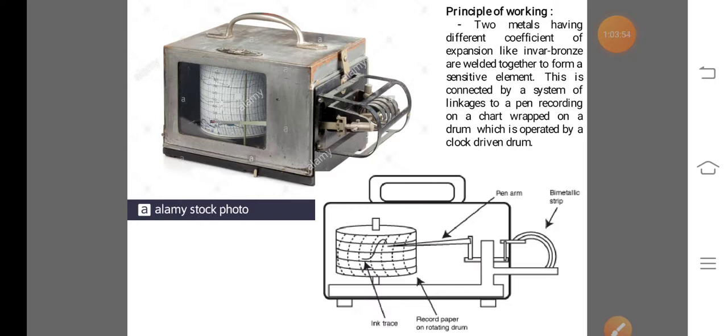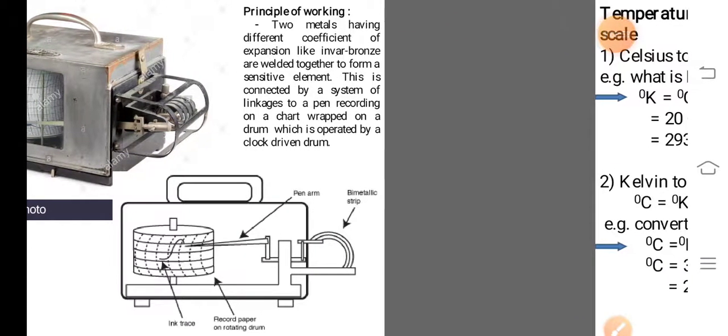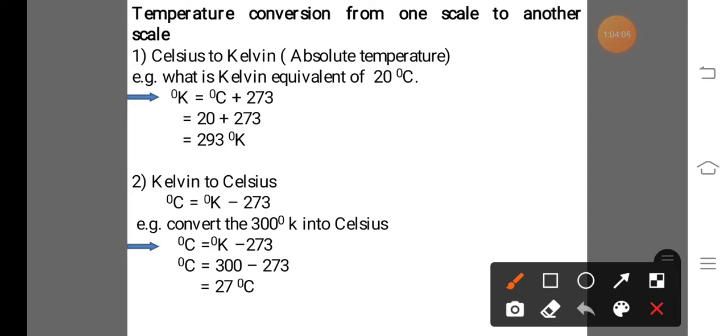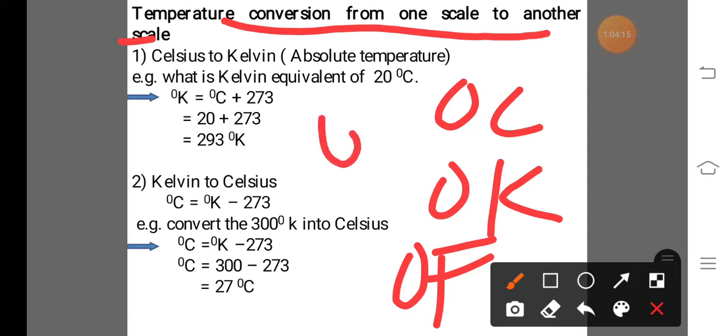So in this way we have seen different methods of measurement of temperature and instruments. Now we discuss the different units and their conversion from one scale to another scale. The units of measurement of temperature are the degree Celsius, degree Kelvin, degree Fahrenheit and degree Reaumur.